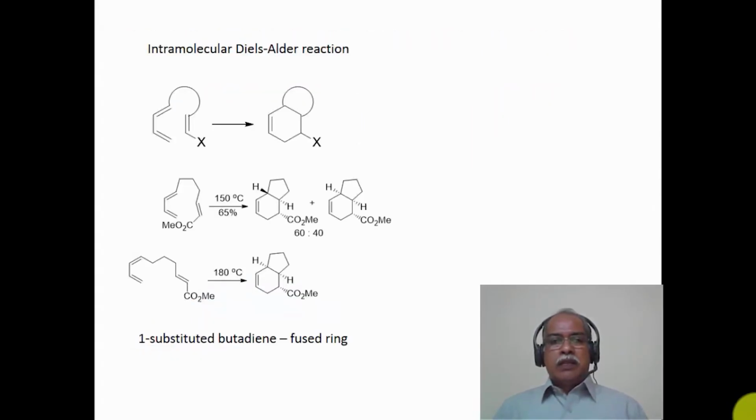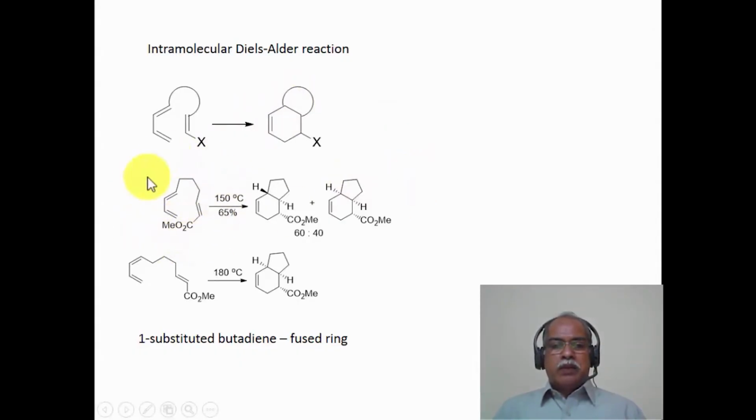Now intramolecular Diels Alder reactions are those reactions where the 4+2 cycloaddition takes place within the same molecule. If you look at this particular structure here, the diene and the dienophile are built in within the same molecule, and hence the reaction takes place within the single molecule, which is known as the intramolecular Diels Alder reaction. There are many examples of intramolecular Diels Alder reactions known. Let us consider a few examples in this particular module.